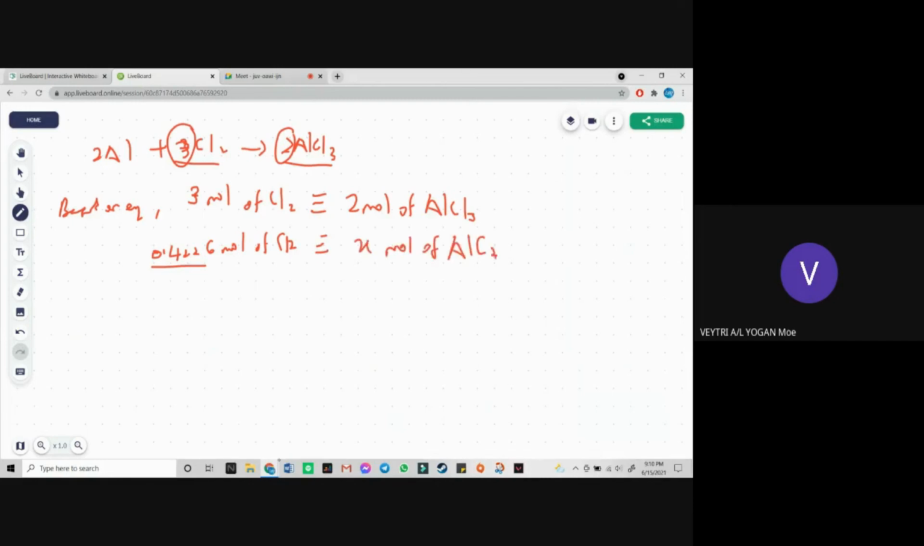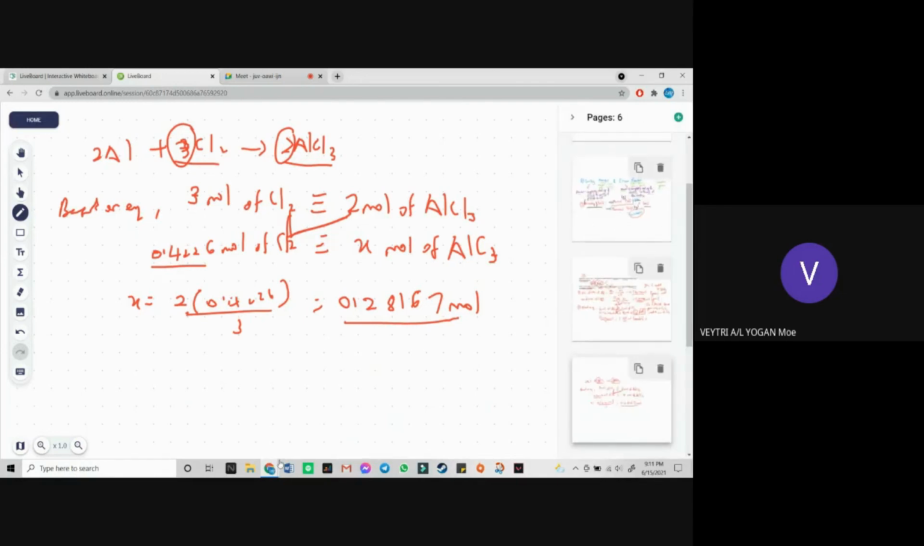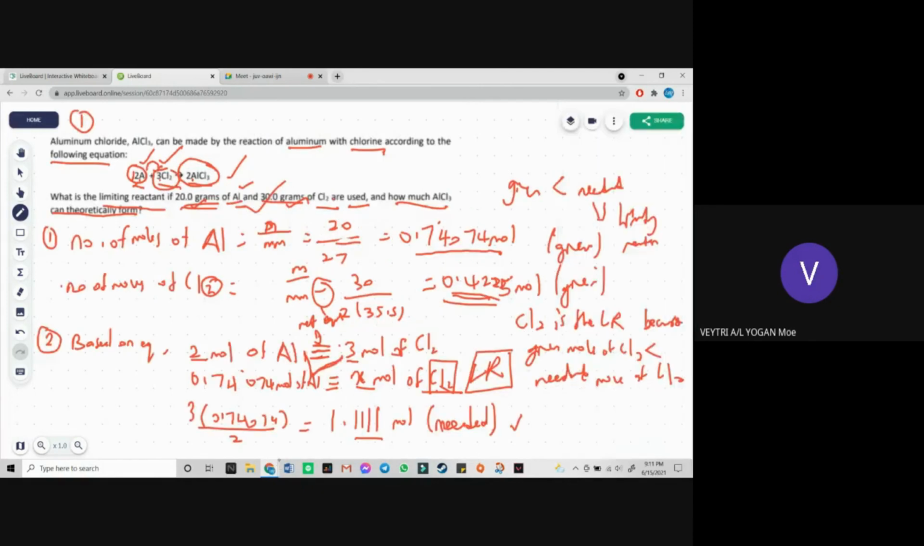You tak tahu berapa. As usual, darab bahagi. Remember, darab bahagi. So, what you will do? X equals to 2 times 0.4226 over 3. What will you get? You'll be getting 0.28167 moles. Okay. You dah tahu 0.28167 mole is the number of moles produced in this stoichiometry equation atau stoichiometric reaction. Okay, dia cari apa? Dia suruh cari apa?